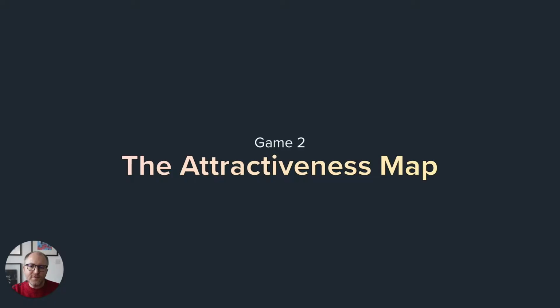And after you've finished the game, have a break, have a tea, lunch break, whatever you want to do. Make sure you walk around and free up your mind before you carry on. So, on to game 2. And this one's called the attractiveness map. And this is where it gets a bit more interesting.